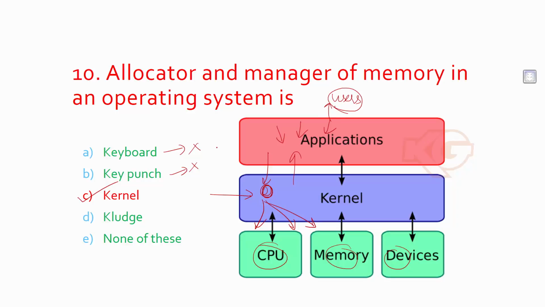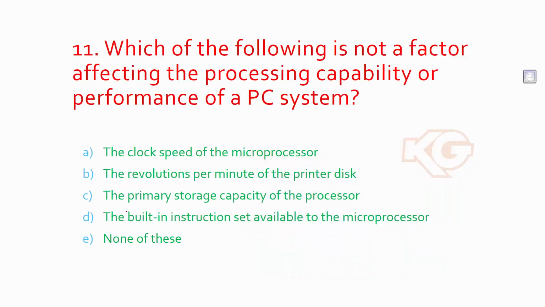Which of the following is not a factor affecting the processing capability or performance of a PC system? So you can see which is not part of processing capability. Clock speed, of course it is part of it as part of a microprocessor. Revolutions per minute of a printer disk, this cannot be the option. Let us check the other ones. Primary storage, yes, storage is a must because it needs to get instructions from it. The built-in instruction set available to the microprocessor. So out of this, only option B is the culprit, the odd one out, we can remove.